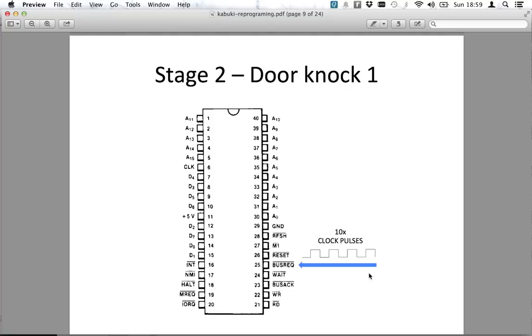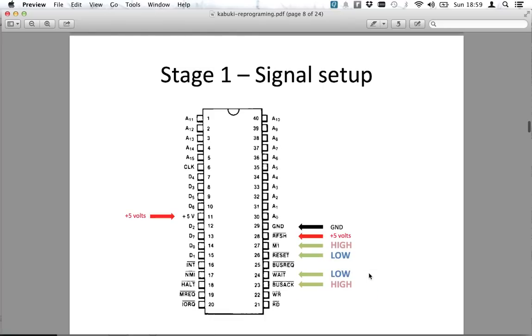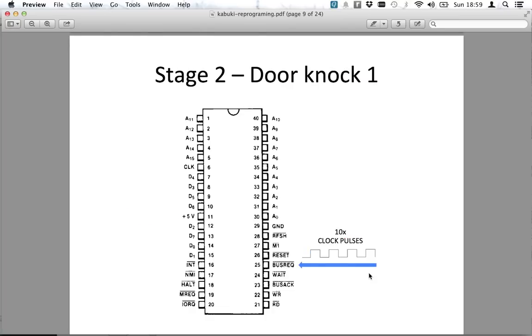Next, we have stage number 2, which is the door knock. It's the first door knock. Remember, there are 2 of them. And basically, after we've done our nice setup and we have our signals the way I'm displaying here, we need to do several clock pulses on one specific pin. This is bus request.